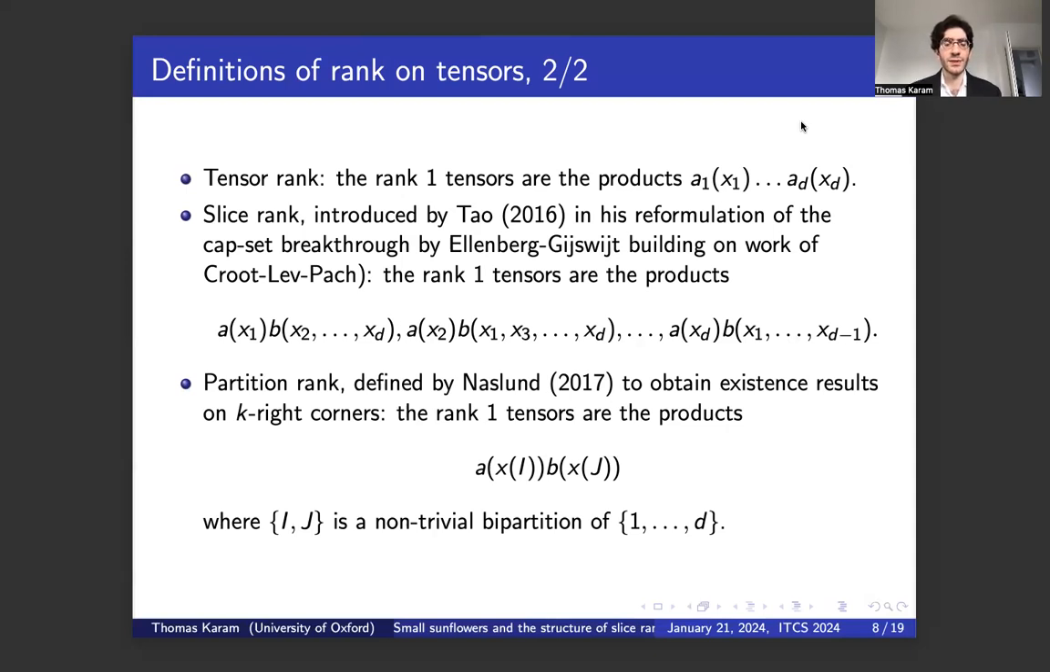And then the third notion is the partition rank that Naslund defined one year later in 2017, again in the context of combinatorial problems. In his case, he wanted to obtain existence results on k-right corners. And there, the rank 1 tensors are the tensors that, yet again, can be written as products of two functions, where one function is in some of the variables, but at least one of them and not all of them, and the second function is in all remaining variables.